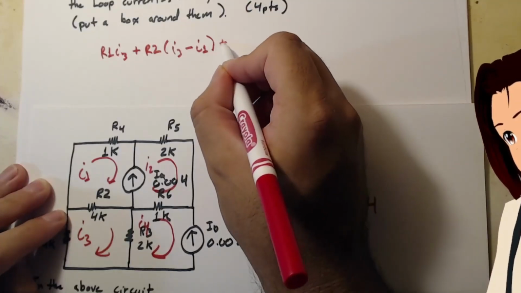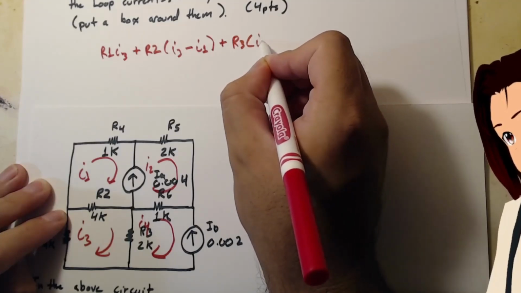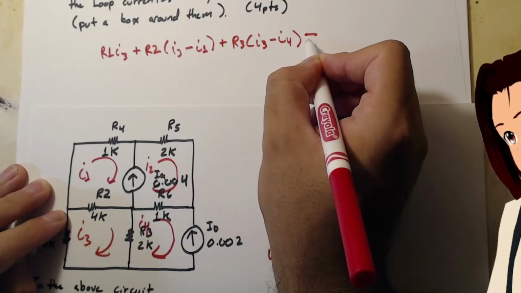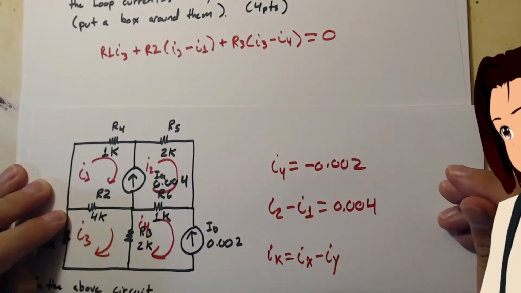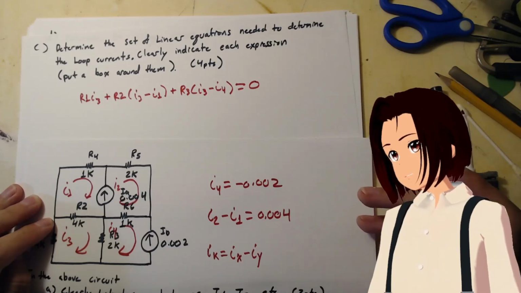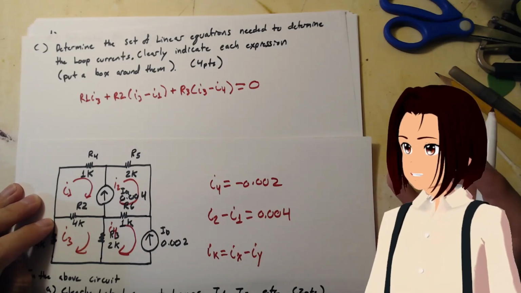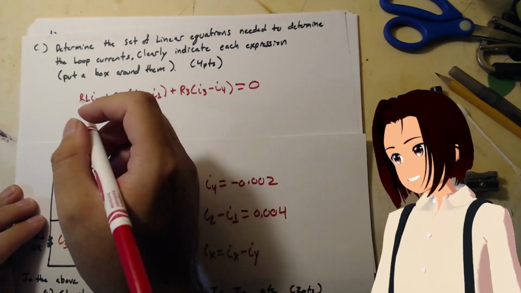Now that we do this, plus R3 times I3 minus I4, and that is equal to 0. There's your mesh equation. So I could also just write it from inspection. Now, if you watch my mesh analysis video, I'll tell you how to do that. But from inspection, it's just this.